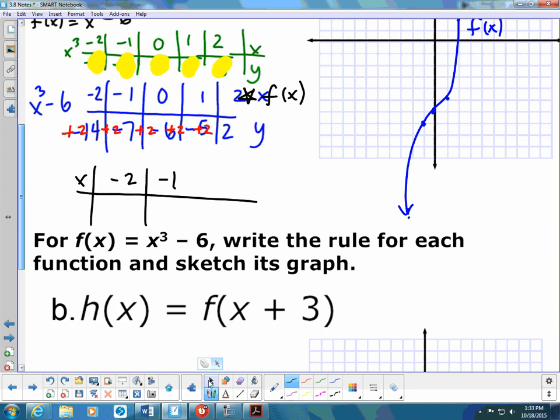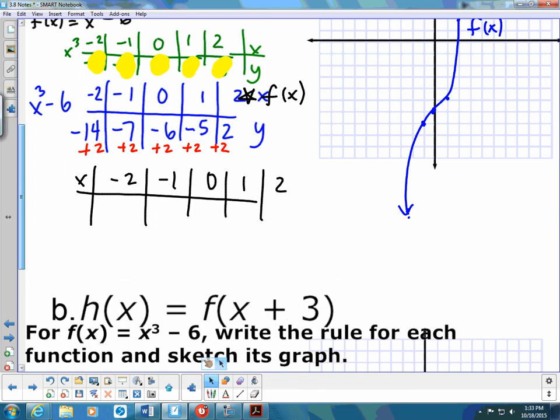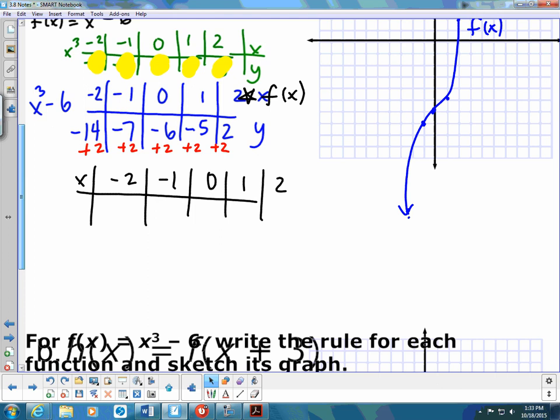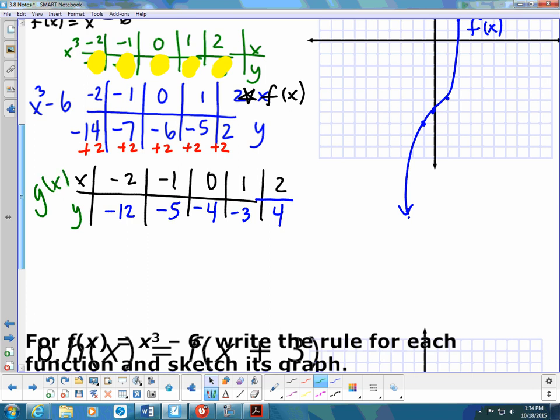So our x's are going to stay at -2, -1, 0, 1, and 2. And our values for y are now going to be, instead of -14, I'm now at -12. At -7, now I'll be at -5. 0 will now become -4. At 1, we'll be up at -3. And at 2, now we are up at 4. So these points here will be on my transformed g of x.